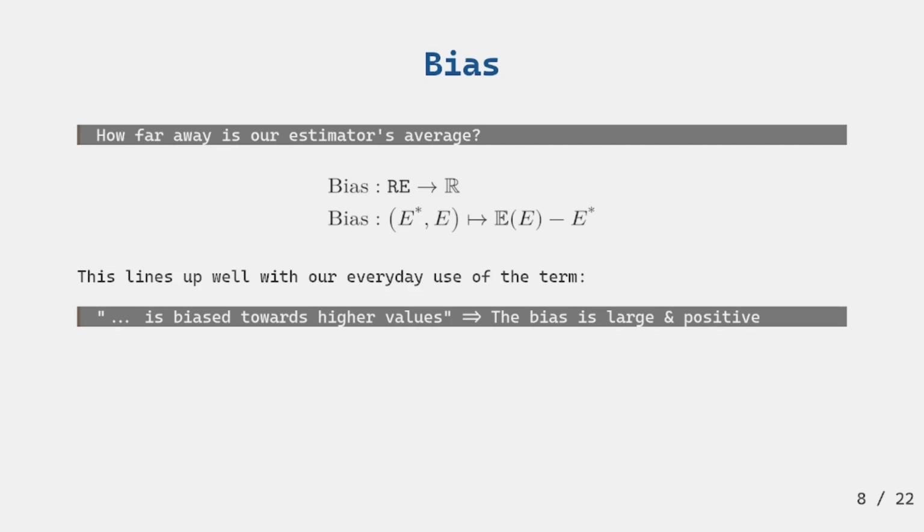It's pretty simple. It is how far away our estimate average is from the true value. It's the expected value of the random variable part of the estimator, subtract the true value. And again, we're destructuring here in this notation. And this lines up quite well with how we use the term. So if we say this person is really biased towards something, it's going to be large and positive.